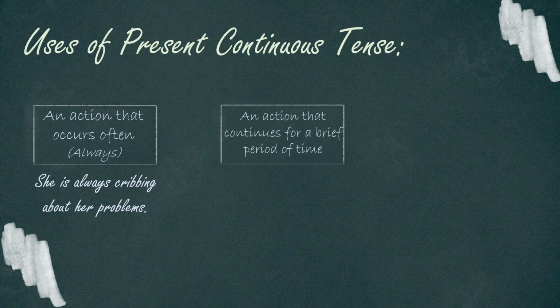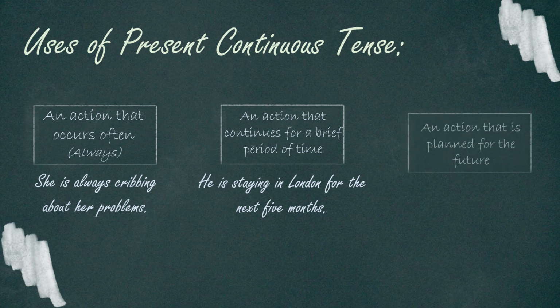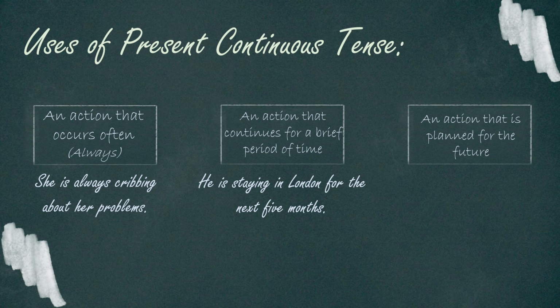Second is an action that continues for a brief period of time. He is staying in London for the next 5 months. Is staying. So he is staying in London. The action is in process and for a brief period of time, for the next 5 months. An action that is planned for the future. My father is leaving for Hyderabad next week.